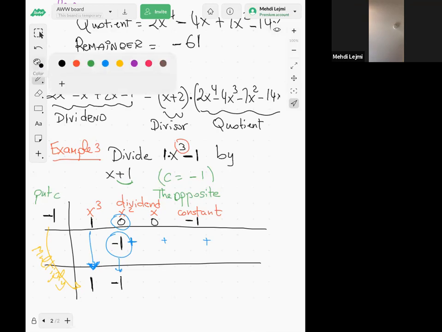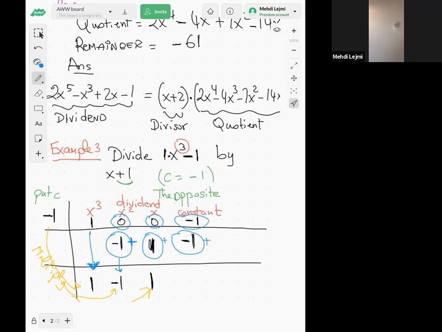Multiply again by c. -1 times -1 will be +1, so in the next column I put +1. I add this 0 to this +1, which is just +1 again. Multiply +1 by -1, that will be -1, so we have -1 in the next column. Then -1 plus -1 will be -2. So the last column will be -2.